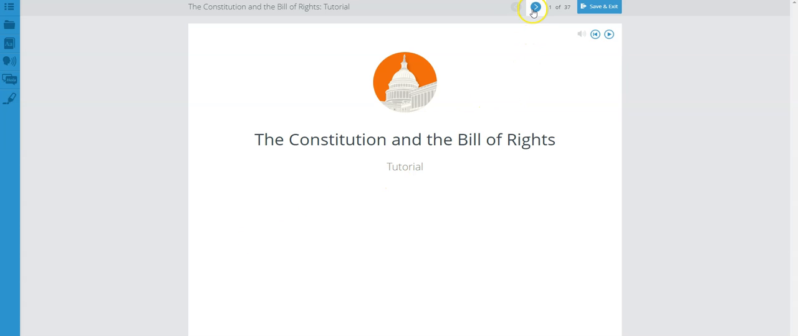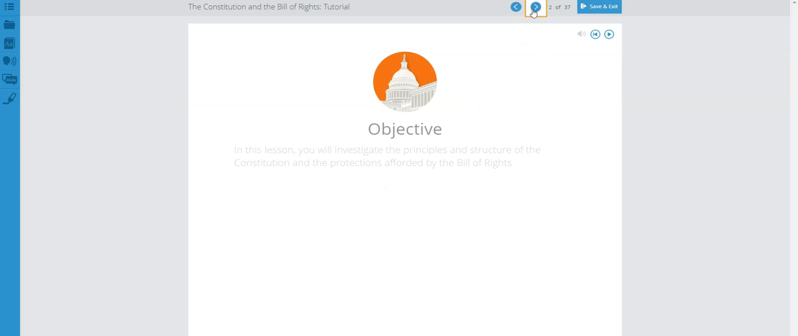Make sure that you are ready. Make sure that you are taking your time in order to complete these assignments. You cannot be rushing through the assignments, and this way, obviously, if you take your time, you will comprehend the content that is being presented to you. And the objective for this lesson is that you will investigate the principles and structure of the Constitution and the protections afforded by the Bill of Rights.